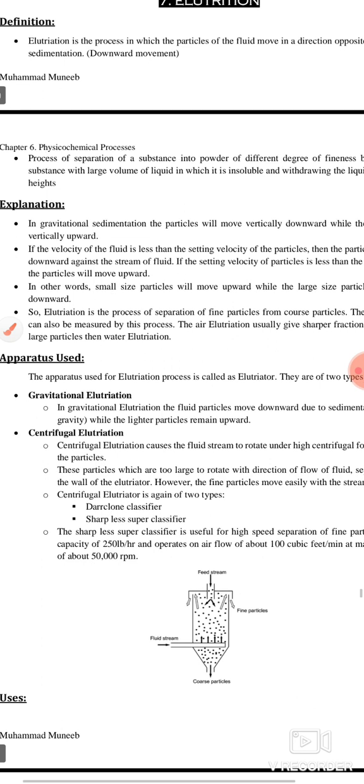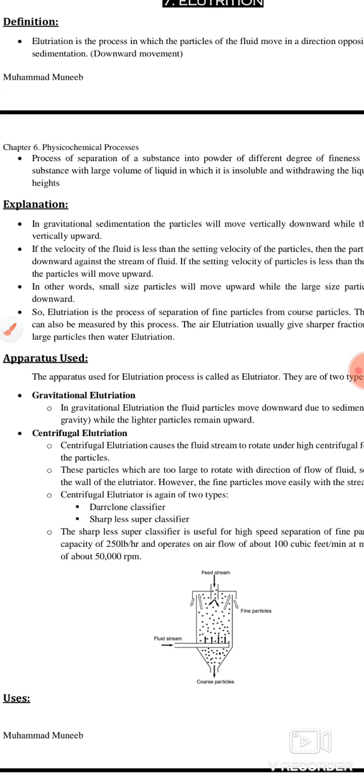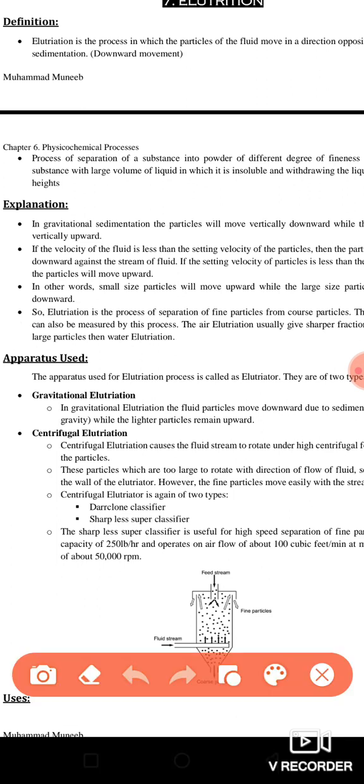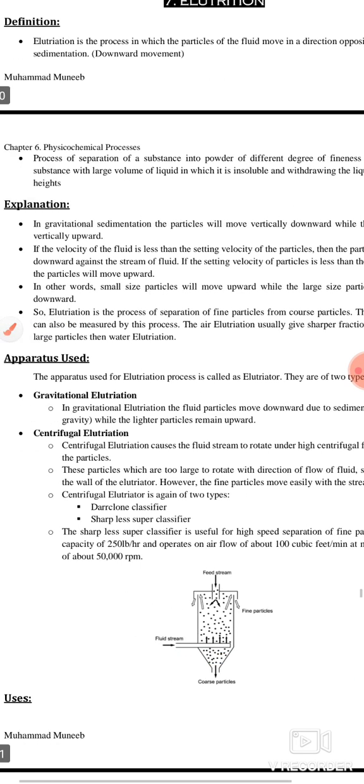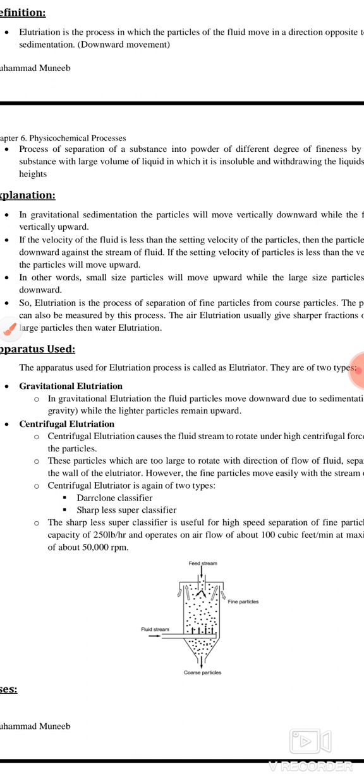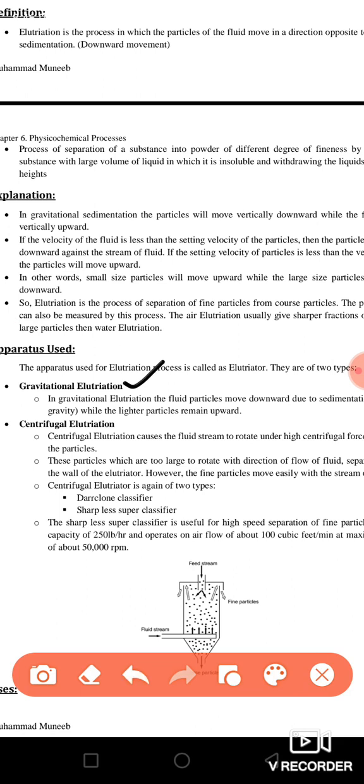Now we see what apparatus we use. In every pharmaceutical process we discuss what apparatus and what instrument we are going to use. So in the process of elutriation we use an instrument which is called an elutriator, and it consists of two types. What are the two types? Gravitational elutriation and centrifugal elutriation.